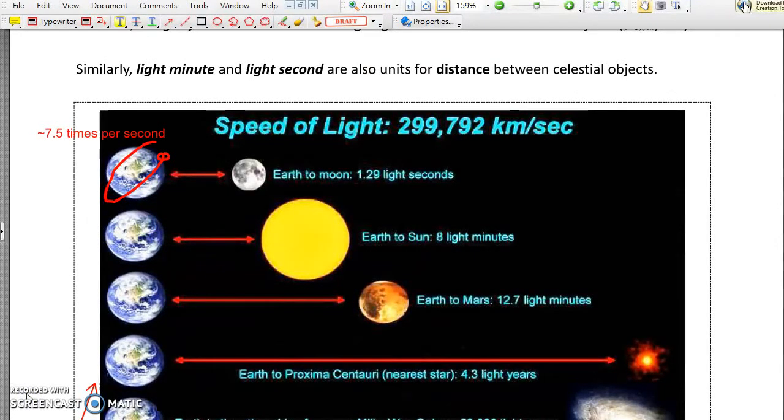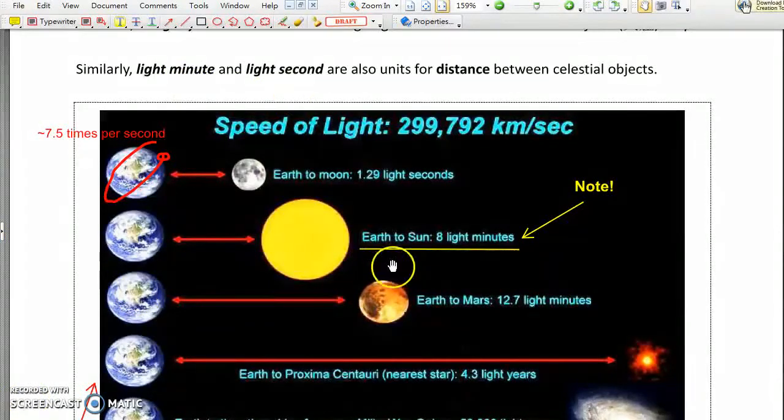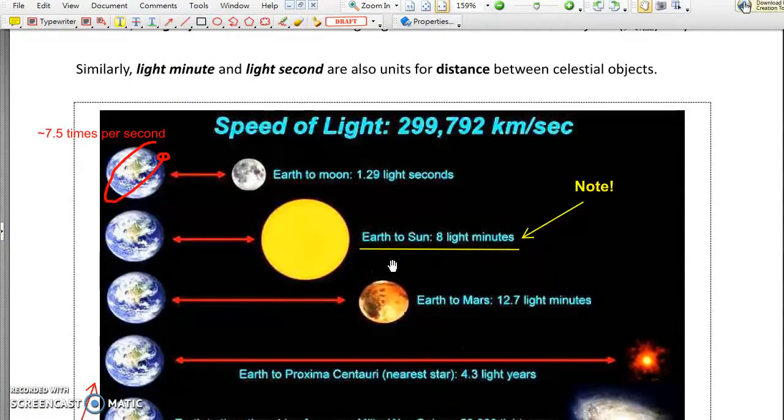To measure shorter but still long distances, astronomers also use light second or light minute. For example, the Earth to Sun distance is 8 light minutes, while the Earth to Moon distance is 1.29 light seconds. So 1 light second is the distance traveled by light in 1 second, while 1 light minute is the distance traveled by light in 1 minute. Use a calculator to try to find out how long each of them represents.